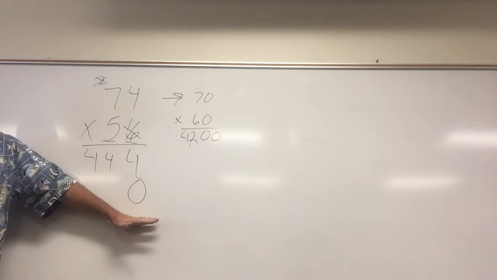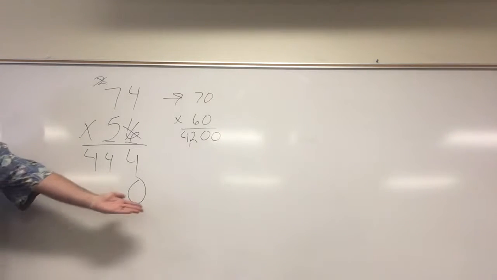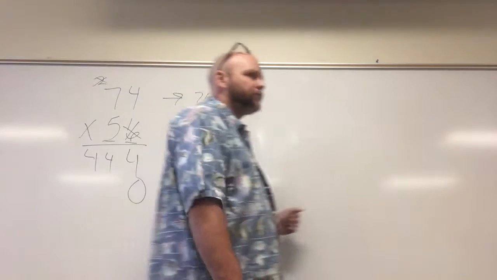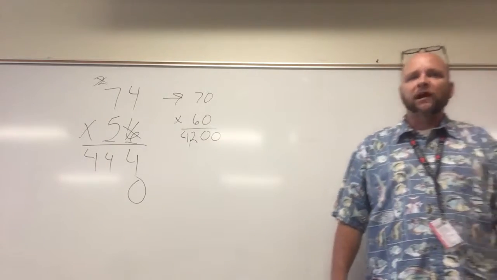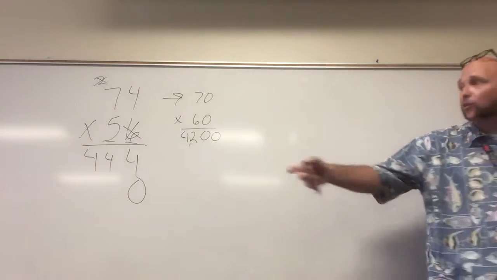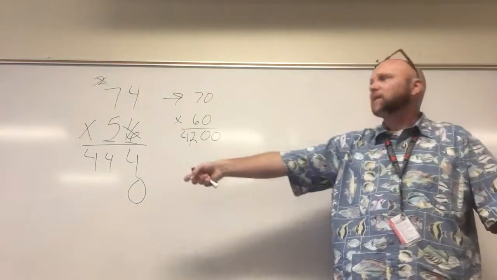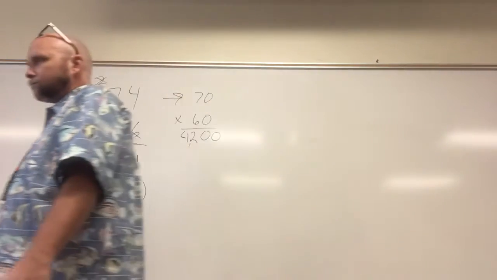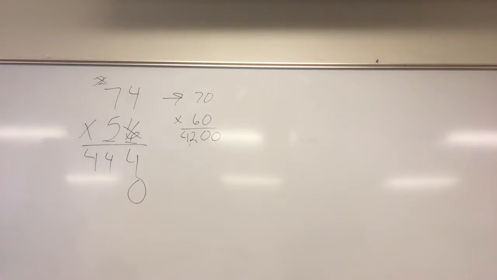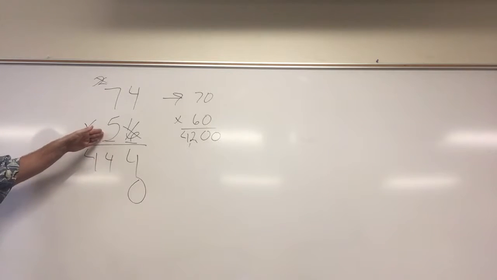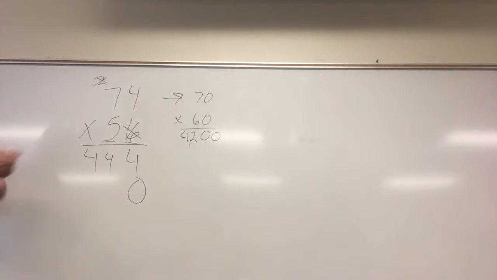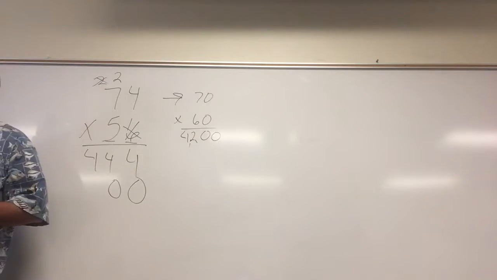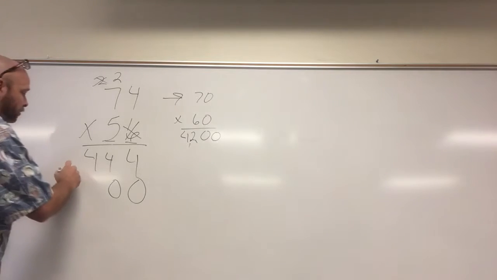Now, you've all been taught to put the 0 there, but most of you haven't been taught why. The reason why is because you're moving now to the tens place to multiply. That's why. Now I do my tens place. 5 times 4 is 20. Put my 0, carry my 2. 5 times 7 is 35 plus 2 is 37.